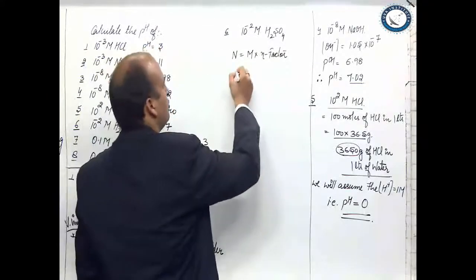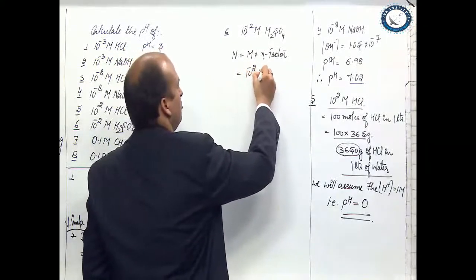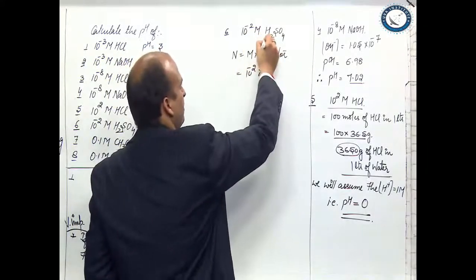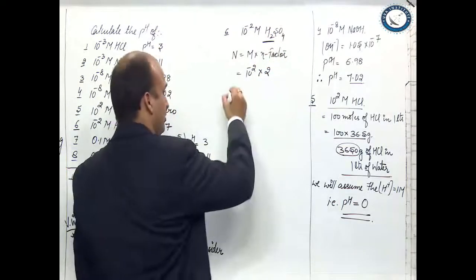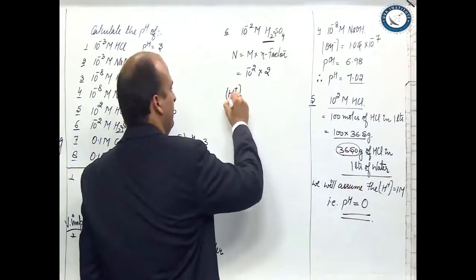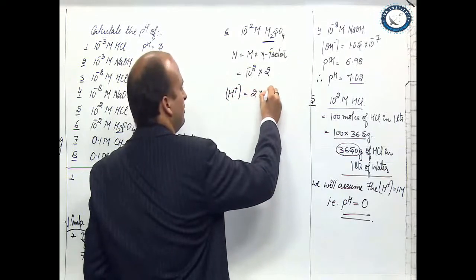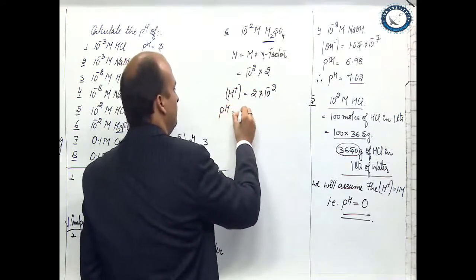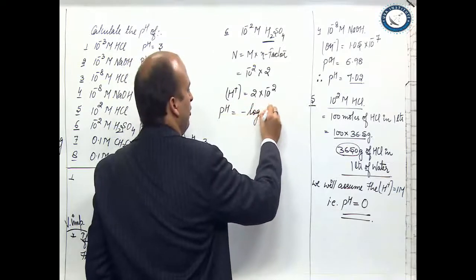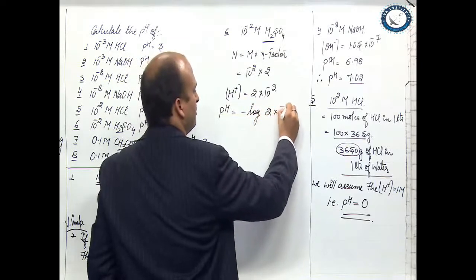But in the case of H2SO4 it is 10 raised to power minus 2. N factor over here is 2 because the basicity of H2SO4 is 2. So the H plus ion concentration will be 2 into 10 raised to power minus 2. So pH will be equal to negative log of 2 into 10 raised to power minus 2.